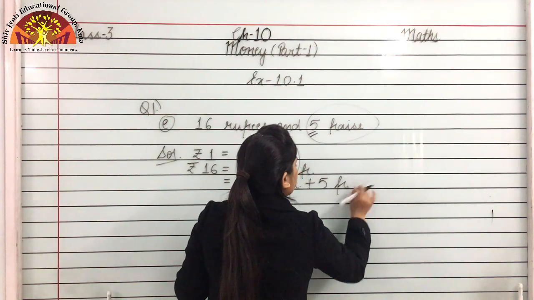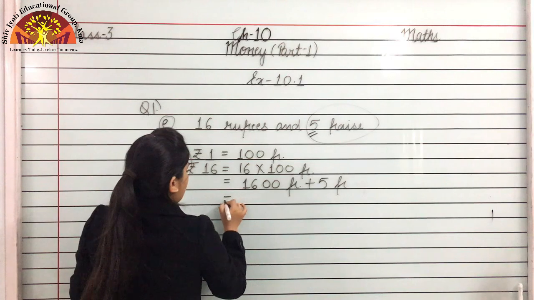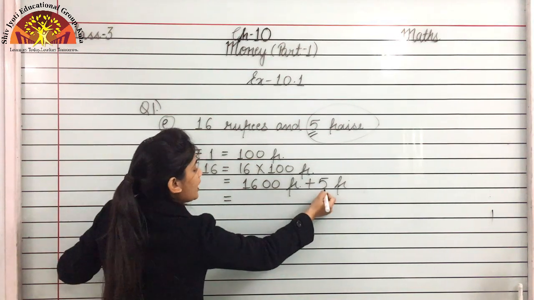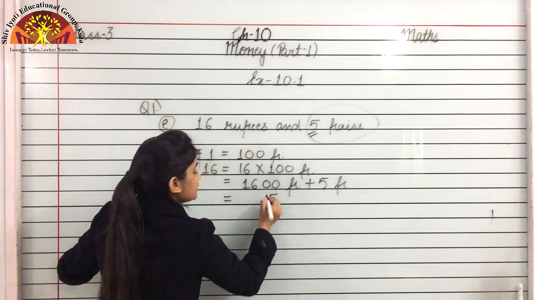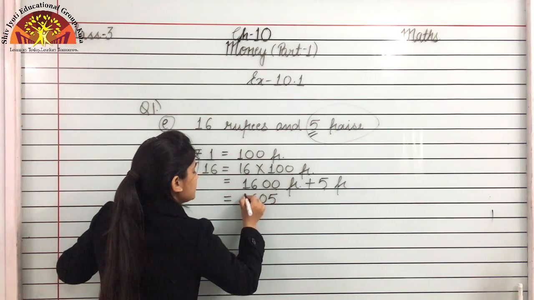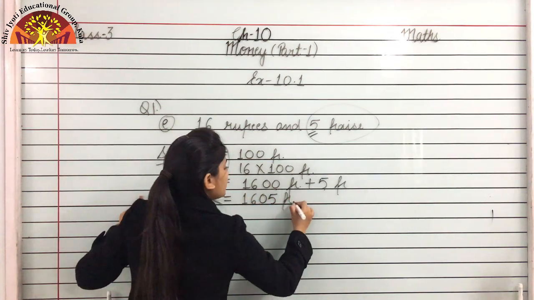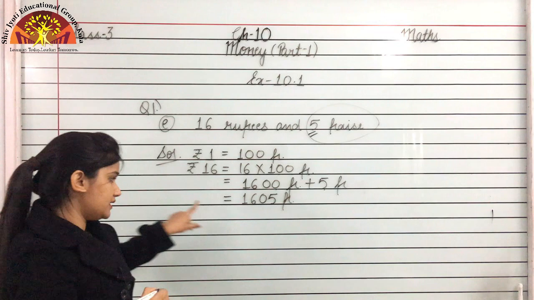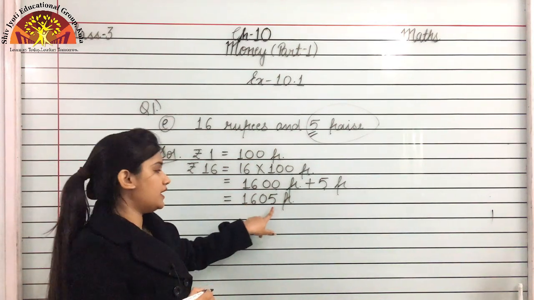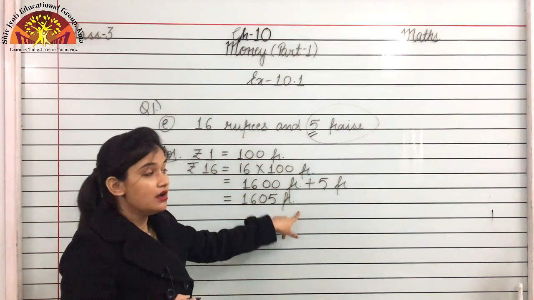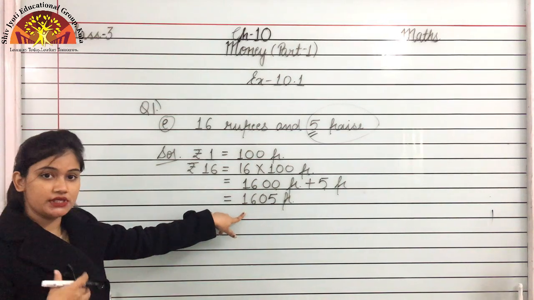And how can you add it? 5 plus 0 is 5, 0 as it is, 6 as it is, 1 as it is. So now what is the answer? The answer is 1605 paise. Is it clear? In this way you can convert rupees to paise.